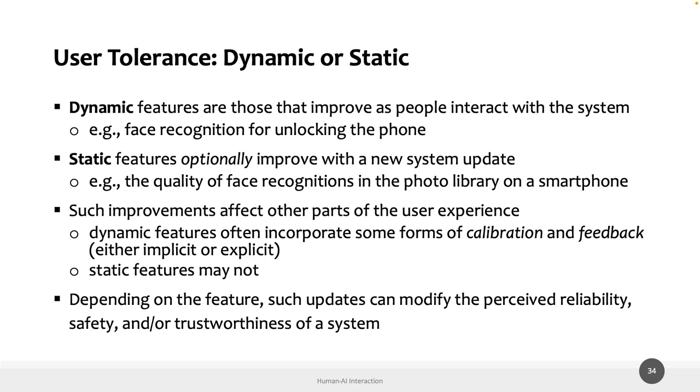Obviously, improvements in AI features, in automatic features, also affect user experience. And dynamic features often have some forms of calibration and feedback. Think about the cold start problem in recommender systems. The recommender first asks you about some movies, for example, that you like, to calibrate and give you the first set of recommendations. This typically doesn't happen with static features.